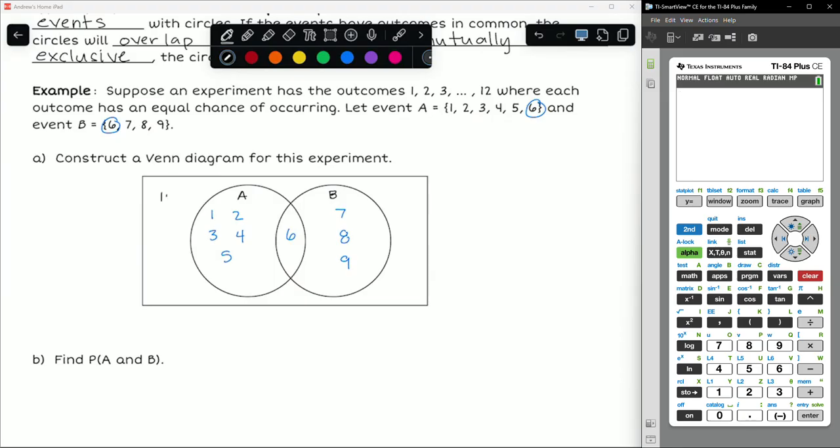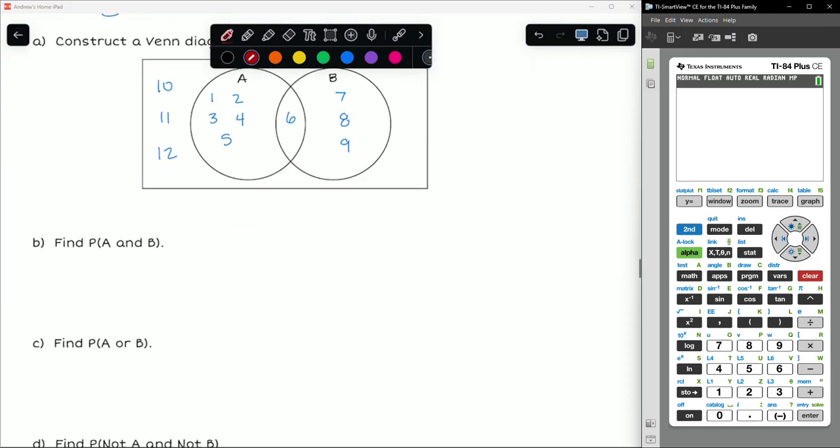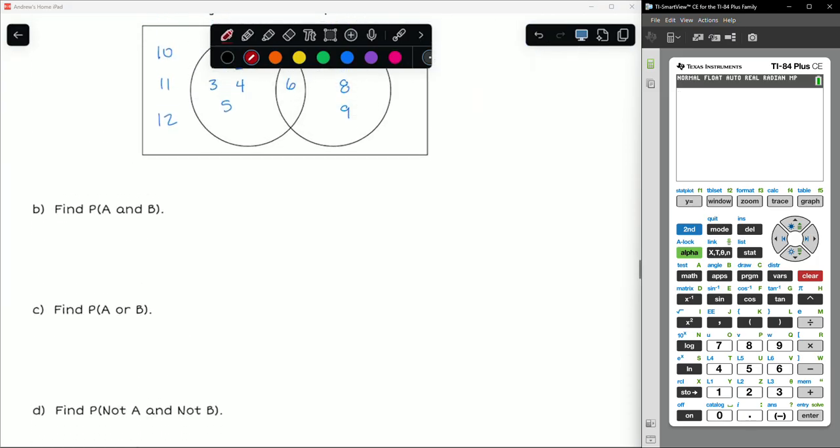I am missing 10, 11. I should be consistent with my colors. 10, 11, and 12. Those are possible outcomes, but they're not part of either of the events. So they go outside of the circles. The next thing I'm going to do in a different color is record the probability of being in each section in this table. And I'm going to answer some of these questions first.